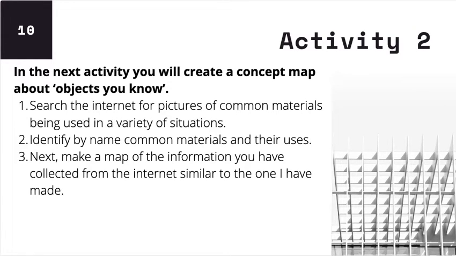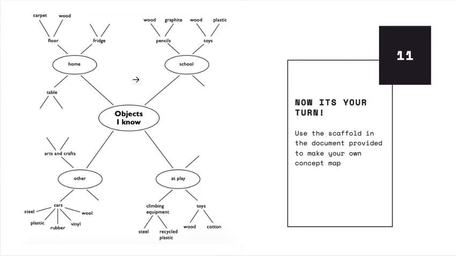So what we're doing is we're categorizing the materials into different areas of life. So on my map, I made objects that I know, and I wrote down school, home, other, and at play. Now for your map, you just have home, school, and at play. And you can see that I've categorized the different activities, like the different products like the floor and fridge and pencils and toys, etc. And then I've, off that, written down the common materials that are used.